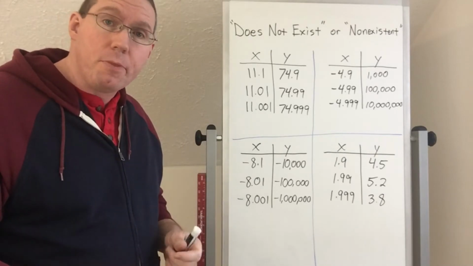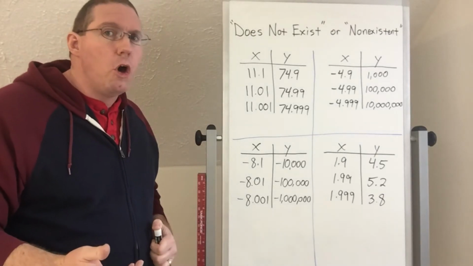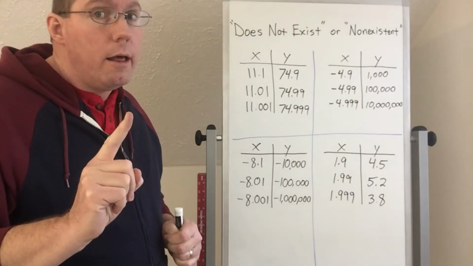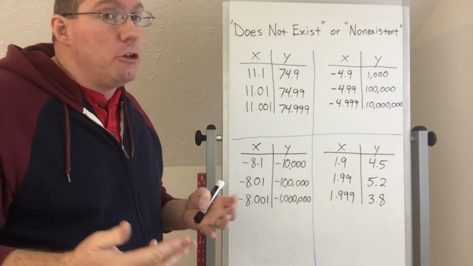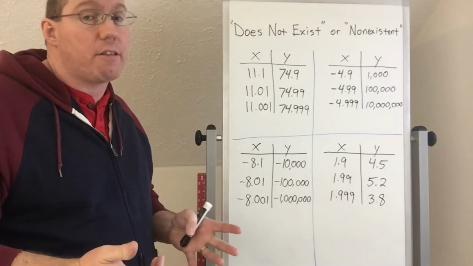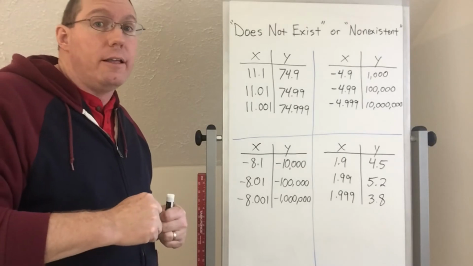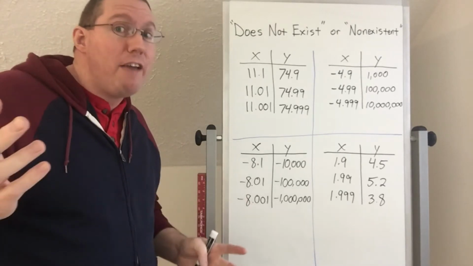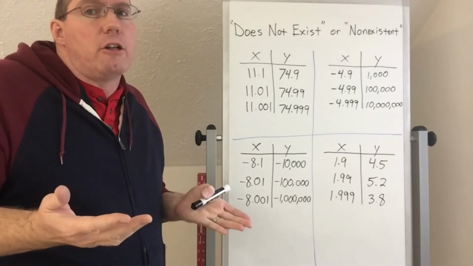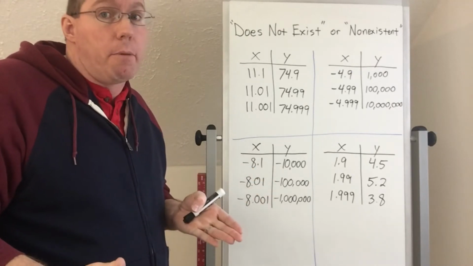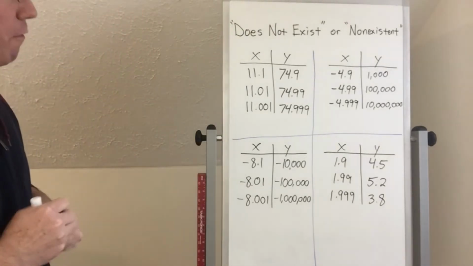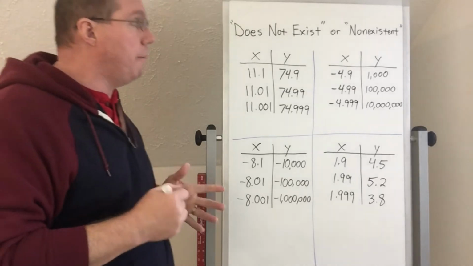But there are some situations where as x gets incrementally closer to one number, y, or the output value of the function, does not get incrementally closer to a number at all. In fact, in some situations, it either gets farther and farther away from numbers in bigger and bigger chunks, or it just doesn't get close to one particular number as x approaches a specific number. These are 4 different possibilities that you can see in a limit problem.